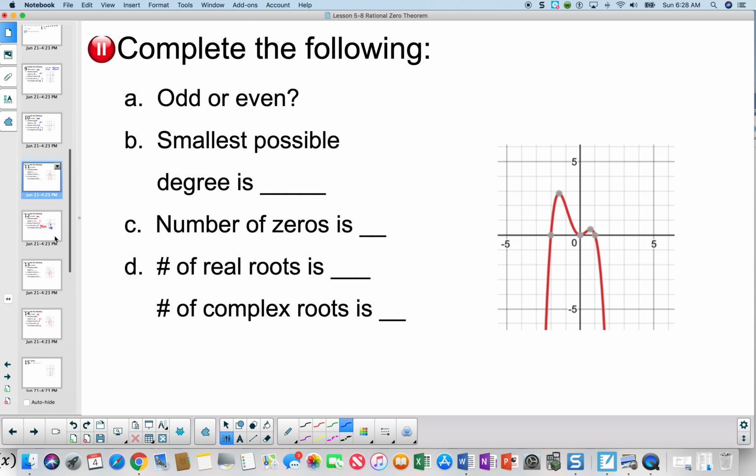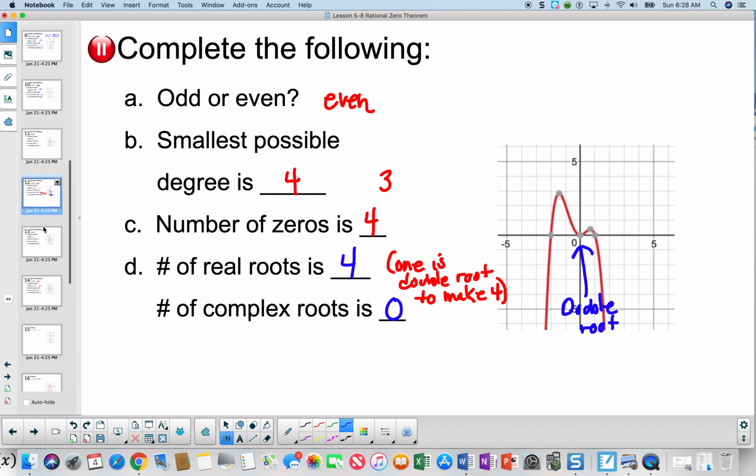real roots, and then to add up to 4, I must have 2 complex roots. Your turn. And here's the answer. Notice that there are going to be 4 real roots, but one of them is a double root. And you can tell this double root by the way it bounces on the x-axis and doesn't go straight through.